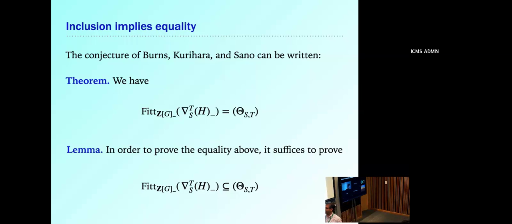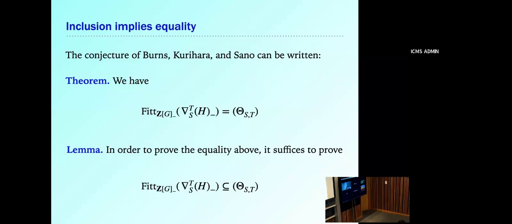At the end of the day, we're going to get an inclusion of the Fitting ideal into theta. And the thing that's interesting about this inclusion is that it's the reverse inclusion from what you want at the end of the day. What you want is that theta is contained in the Fitting ideal of something, right? Theta is contained in the Fitting ideal of the dual of the class group or something like that. And what you're proving is that the Fitting ideal of Nabla is contained in the ideal generated by theta. And the reason that's good enough is that this inclusion implies an equality, which then implies the other inclusion. And that's why it was very important for us to have a module whose Fitting ideal actually was equal to theta.